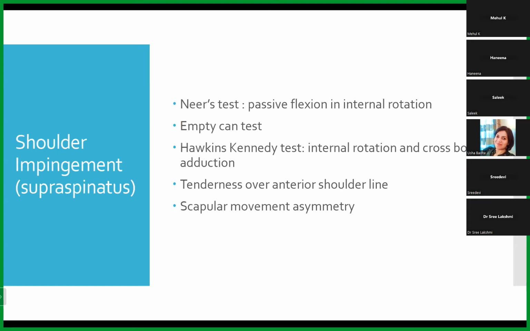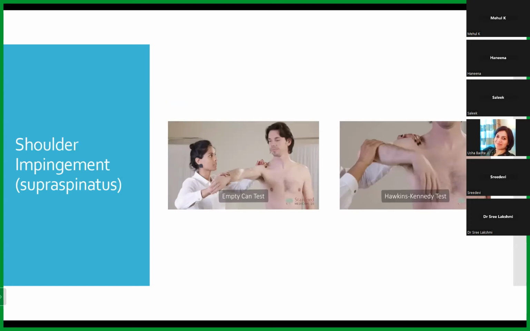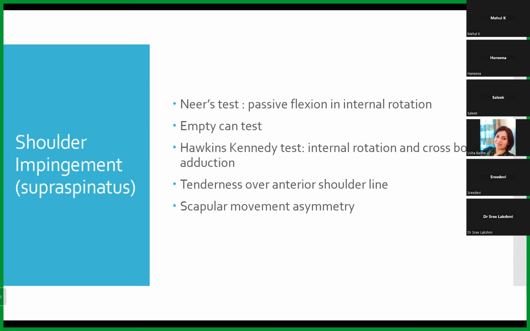Similarly, in the Hawkins-Kennedy test, we do a combination of internal rotation and cross-body adduction. That is, in this position, we keep internally rotating the hand, and at the same time we keep adducting the arm towards the opposite side. As it comes closer, it will impinge on the supraspinatus and it again can cause pain.